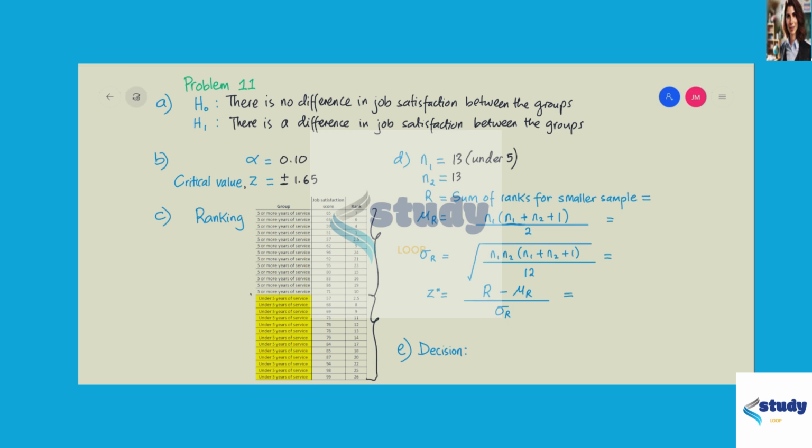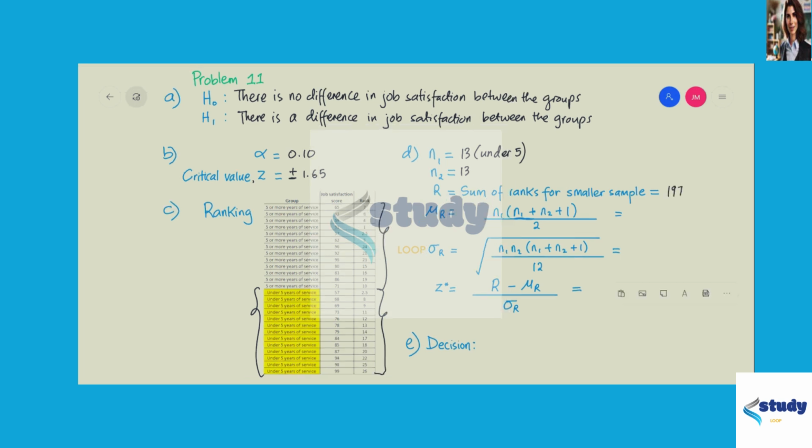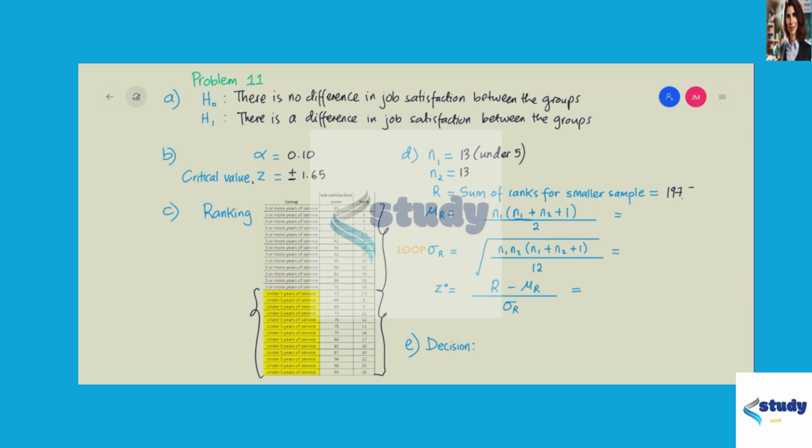Then we need to sum up the ranks for that category, and when you add up all the ranks, you get 197.5. And mu r is obtained by substituting the values of N1 and N2 into the equation, and mu r is 175.5. Next, we can get sigma r by substituting the values and solving, and that gives us 19.5.